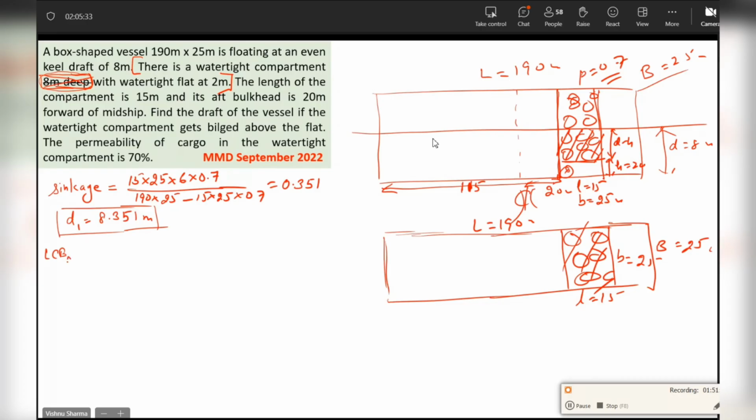So LCB final, you can calculate now. It will sink to a new draft. The sinkage would be 0.468, no, sir? The draft is 8 meters. Can somebody correct? Is he correct or am I correct? Sir, 0.351. 0.351. Beta, check your calculation. The draft is 8. And look at the shaded lost buoyancy, beta. Look at the diagram. Have you drawn the diagram?